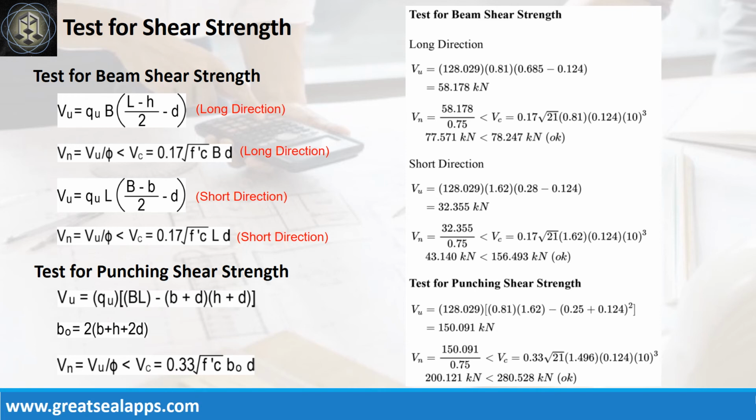The factored beam shear force at short direction is 32.355 kN. The nominal force is 43.14 kN, less than 156.493 kN concrete capacity. The factored punching shear force is 150.091 kN. The nominal force is 200.121 kN, less than 280.528 kN concrete capacity.